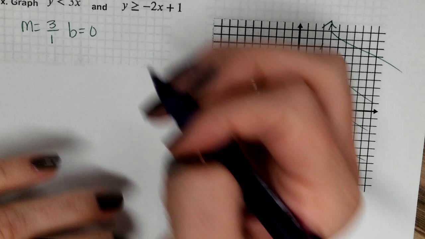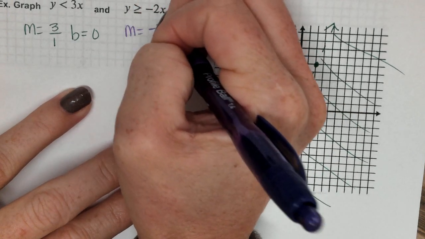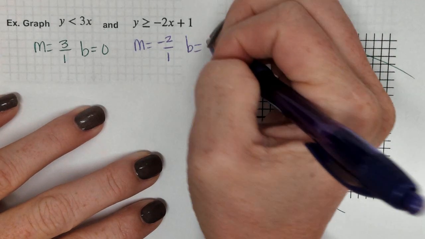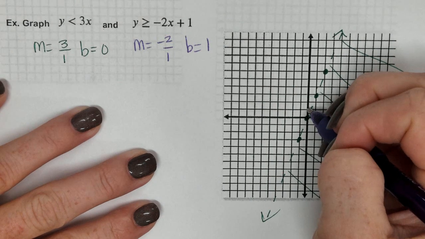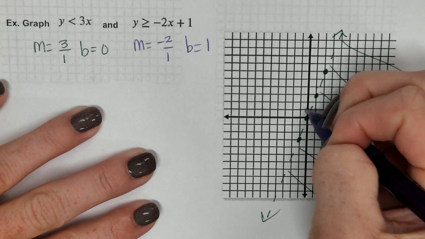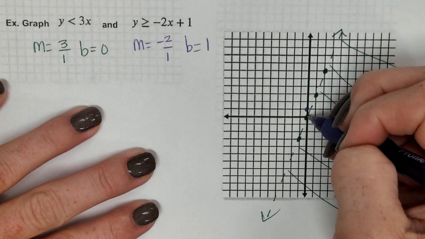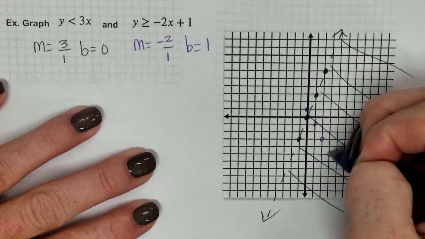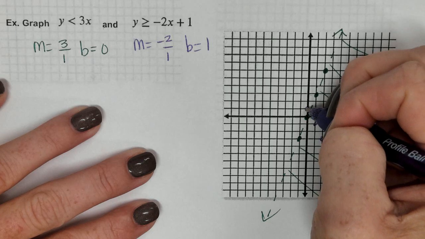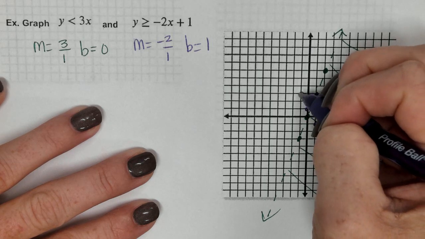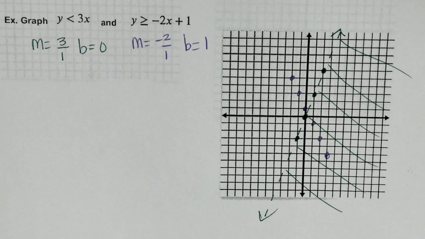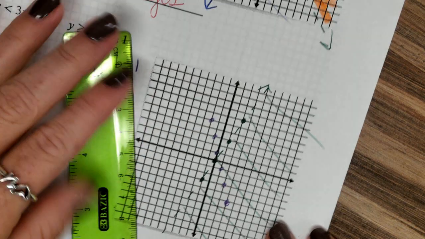Okay, let's do the next one. What is the slope? -2/1. What is the y-intercept? 1. So I'm going to go to the y-axis to 1, put a dot, and I'm going to go down 2, right 1. I also could have gone up 2, left 1. And would this one be solid or dashed? Solid, because it's or equal to.